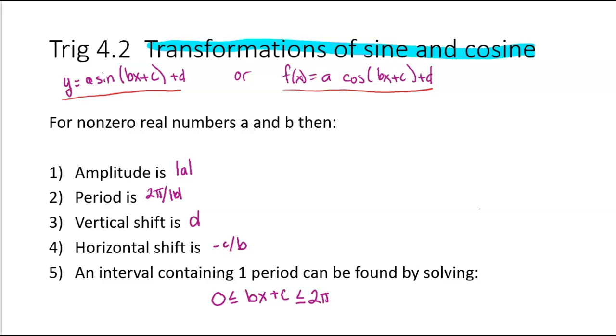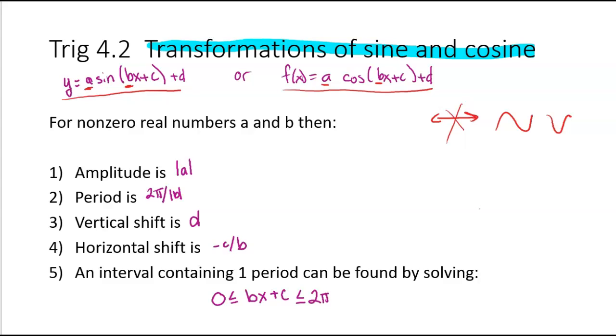Okay, now there are 5 kind of important things to remember. And this is all true if we have a non-zero real number for a and b. Because if a is 0, that means your trig goes away. If your b happens to be 0, that means your variable goes away. And again, both of those situations are going to lead us to a horizontal line, which is what we don't want. We want those lovely smooth curves. That's what we really truly want.